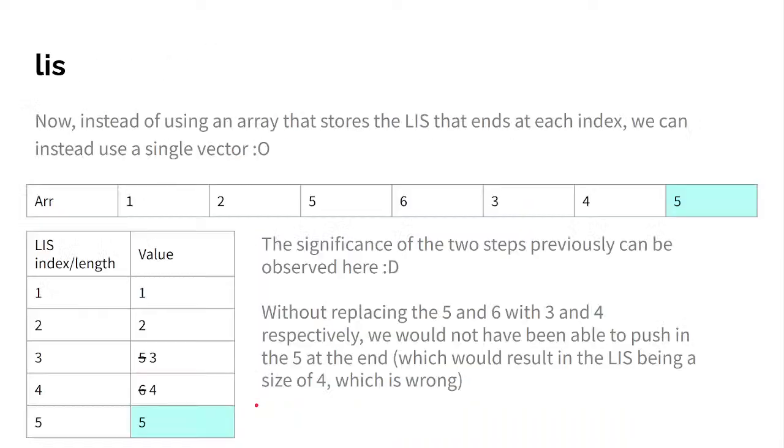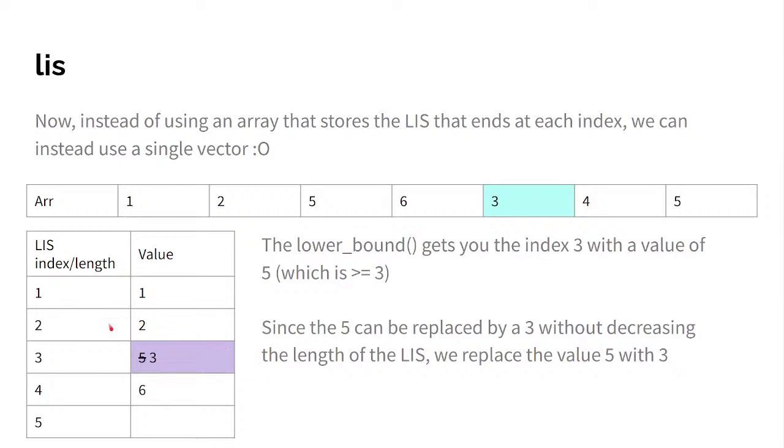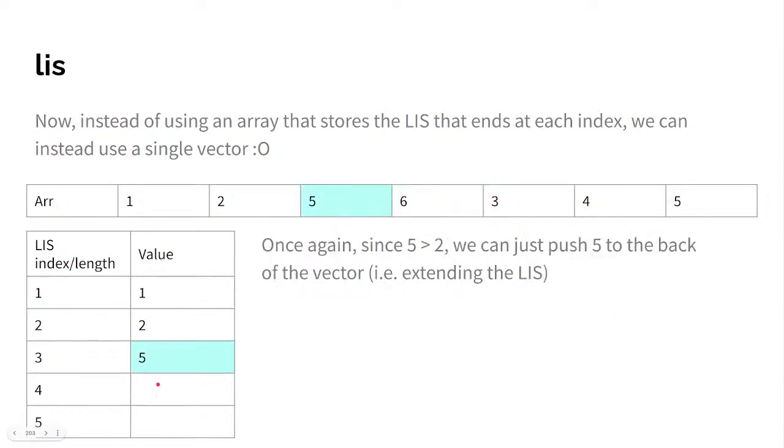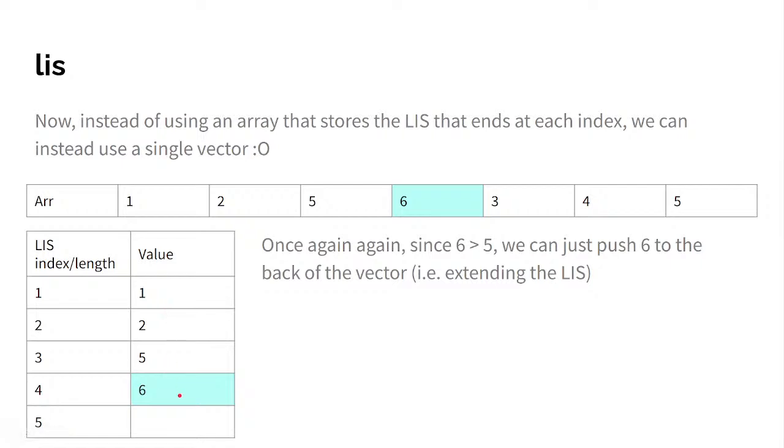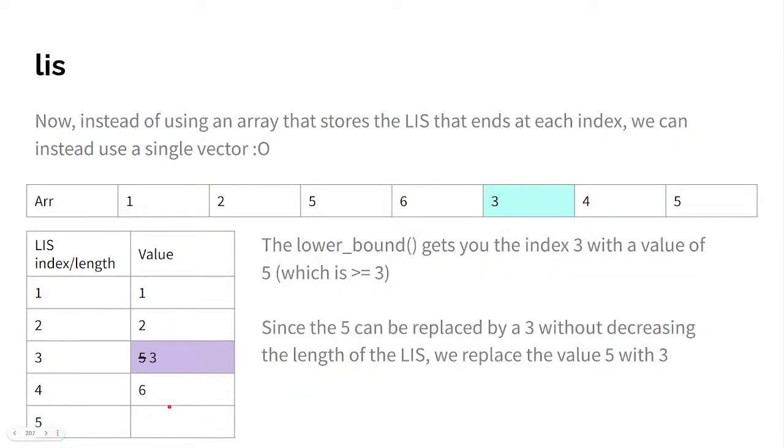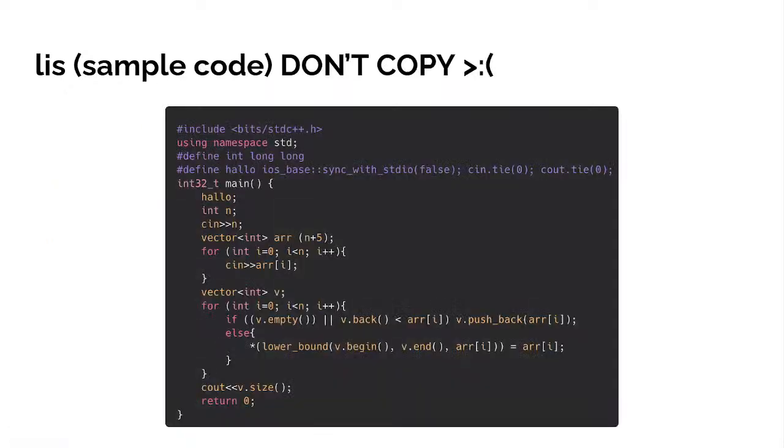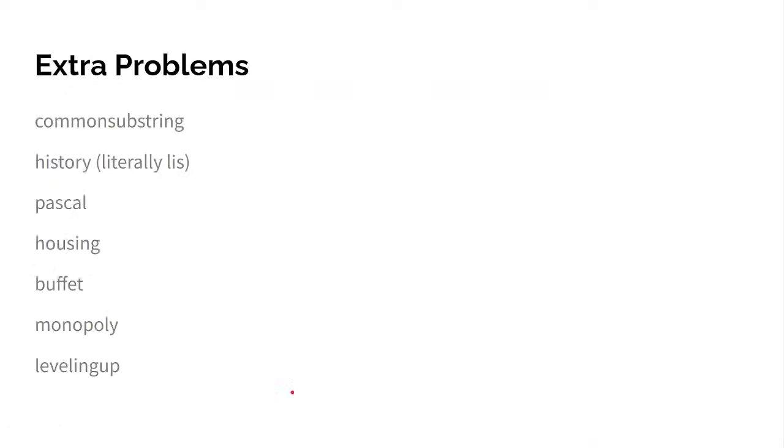So you don't need to worry about 1, 2, 3, 6 not being a possible list, because at the time of 6's insertion, it was 1, 2, 5, 6. So if you're wondering about that, it's considered because at the point of insertion, you are guaranteeing that this is a valid increasing sequence. So v.size() is the correct answer. These are some extra problems for you to do.